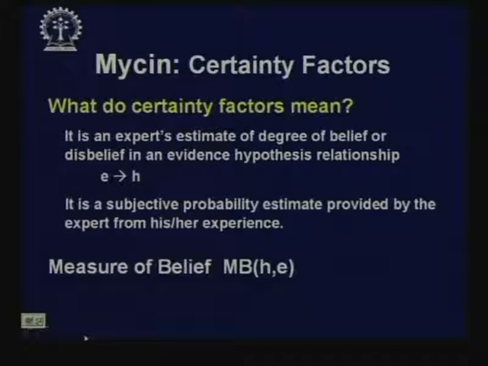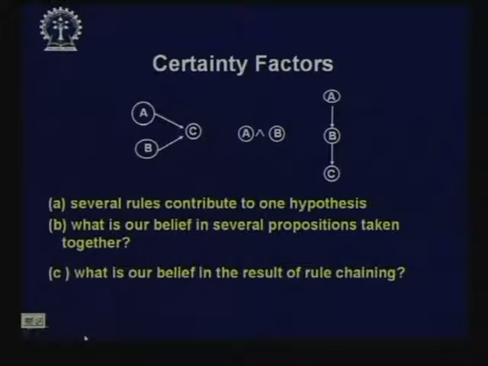But the situation becomes a little more complicated when we have more than one rule contributing to one hypothesis. Say there is a rule A implies C, and there is another rule B implies C. Both these rules are pointing to C, but with different degrees of uncertainty, different degrees of belief and disbelief. So, this is case A: several rules contribute to one hypothesis.